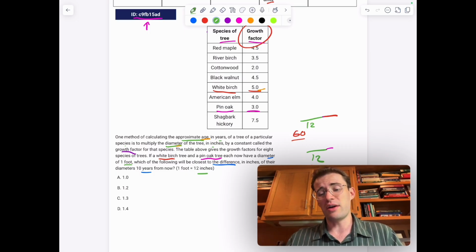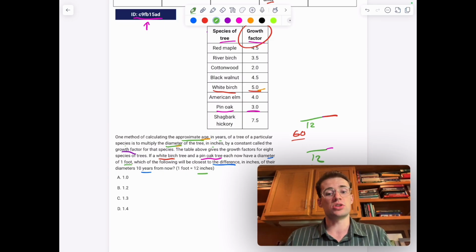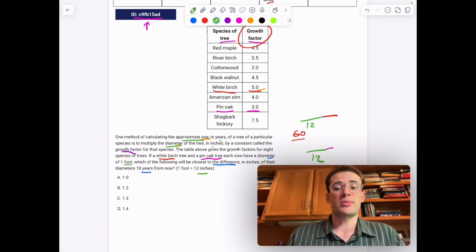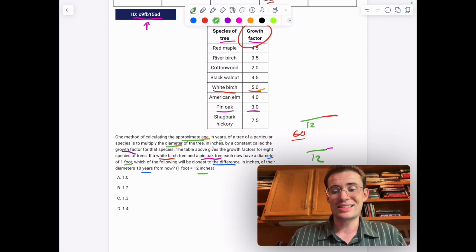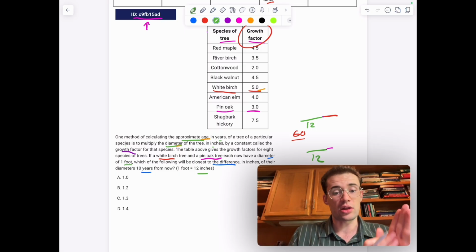And I don't love that they called it a growth factor, but if they did this in a sample question, it very well could be on the SAT. So just read very closely. If they have something called a growth factor, don't just assume you know what it is based on problems you've done. Read closely. In this case, they're multiplying that growth factor by the diameter to find the age. So a higher number means it's older, it's taking longer to grow.